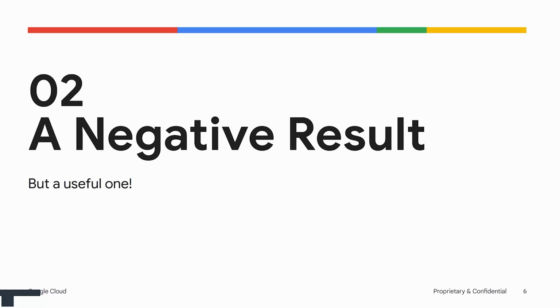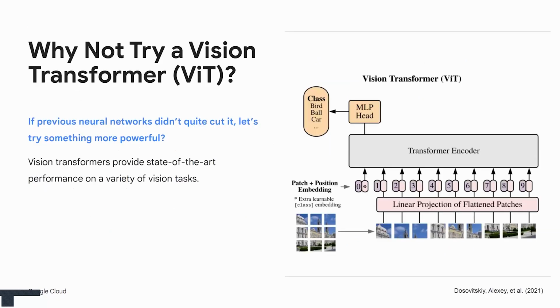All right, so we're going to start with a negative result. Back in 2022, I went to my boss's boss, and said, why don't we try a vision transformer? They came out in 2021. They were hitting all sorts of state-of-the-art benchmarks on vision problems. It seemed like a reasonable thing to try. We had deep convolutions working.